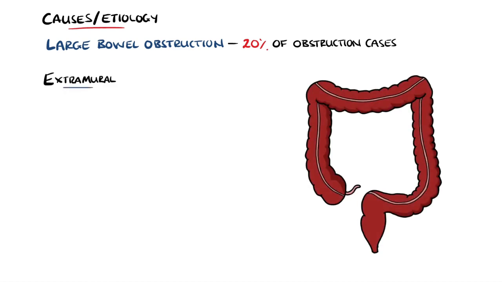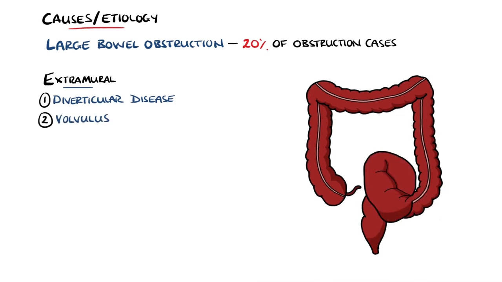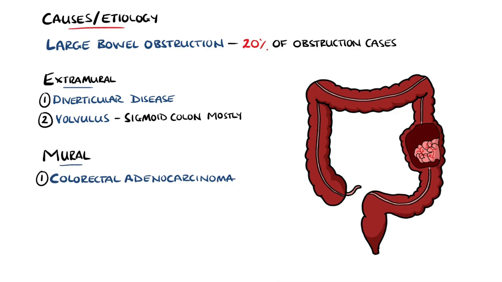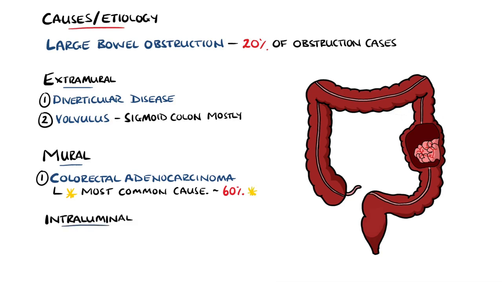Extramural causes include diverticular disease involving strictures, usually at the sigmoid colon, and also volvulus, which is a twisting of the bowel. Again, in this instance, it's most commonly seen at the sigmoid colon. However, the most common cause overall for a large bowel obstruction is colorectal adenocarcinoma, which is responsible for around 60% of cases. An intraluminal cause could be fecal impaction.